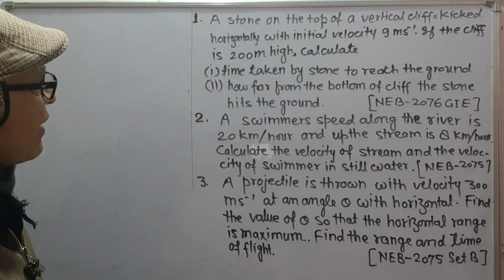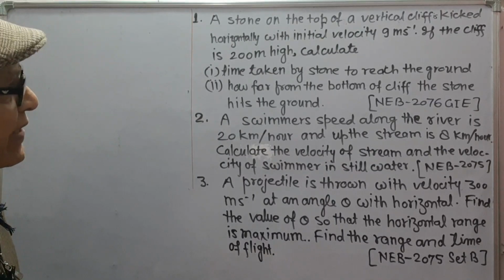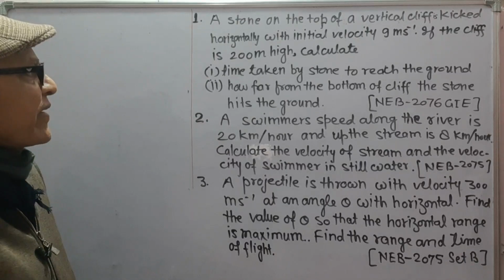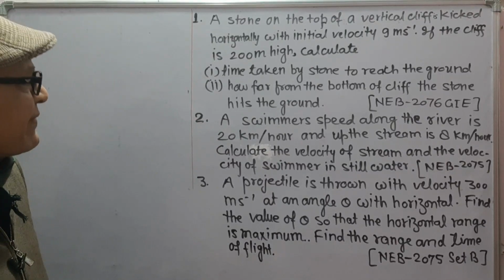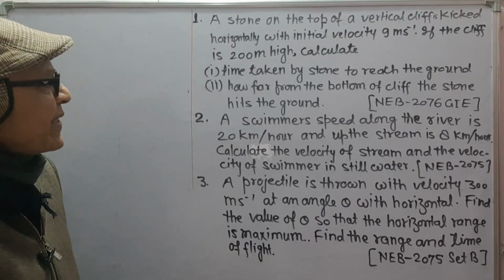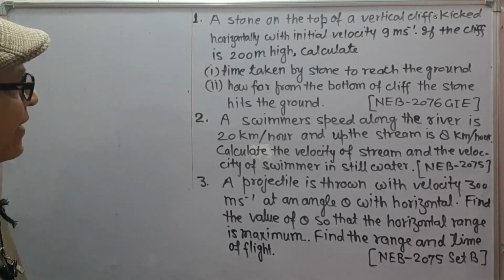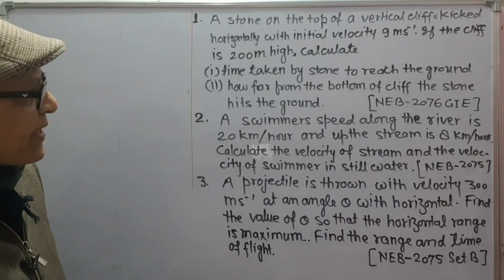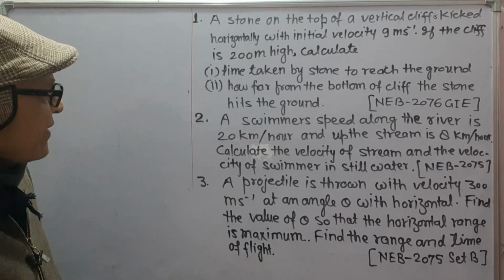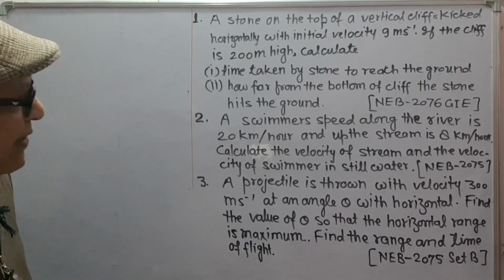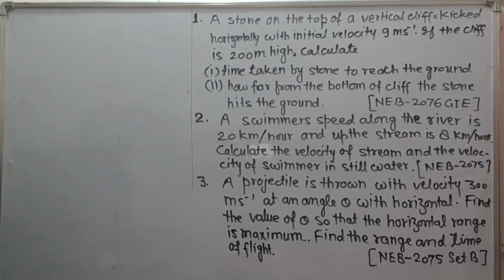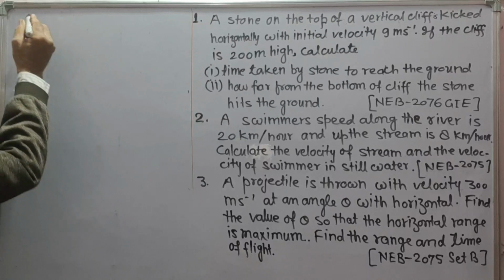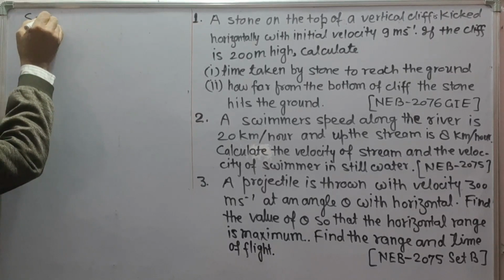First question, a stone on the top of a vertical cliff is kicked horizontally with initial velocity 9 meter per second. If the cliff is 200 meter high, calculate time taken by the stone to reach the ground. Second, how far from the bottom of cliff the stone hits the ground. Now solution to question 1.